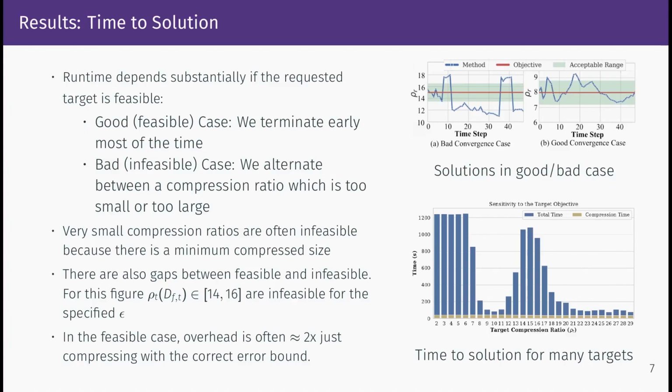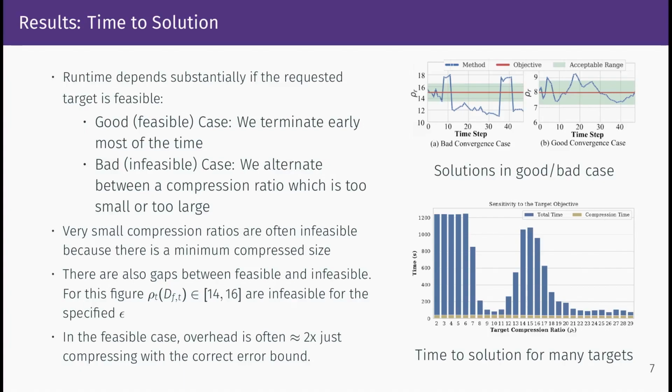Some other interesting things that we found is that very small compression ratios often result in infeasible requests. This is because a lot of compressors have this notion of a minimum compressed size. In the FRaZ error-bounded lossy compressor, this takes the form of the dictionary encoding that they perform as their last stage. Essentially, the dictionary encoding is going to encode things to a minimum size. So if anything is smaller than that minimum size, we're just not going to be able to achieve that compression ratio no matter how hard the user asks for it.